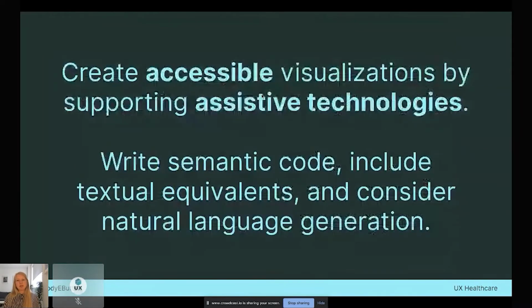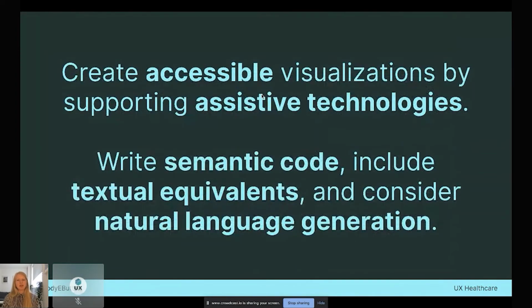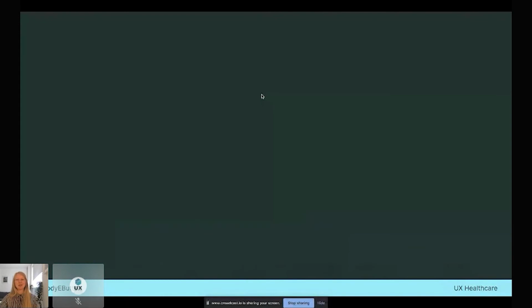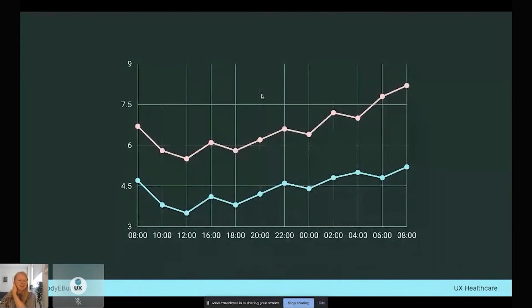So we can create accessible visualizations by supporting assistive technologies through writing semantic code, including textual equivalents, and considering natural language generation tools. Now, another important thing to consider with accessibility is color. And color is another fun topic that I have done full talks on, but we'll just go through a few highlights today. So in this example, we have two different data variables, and there's different colors to distinguish them.